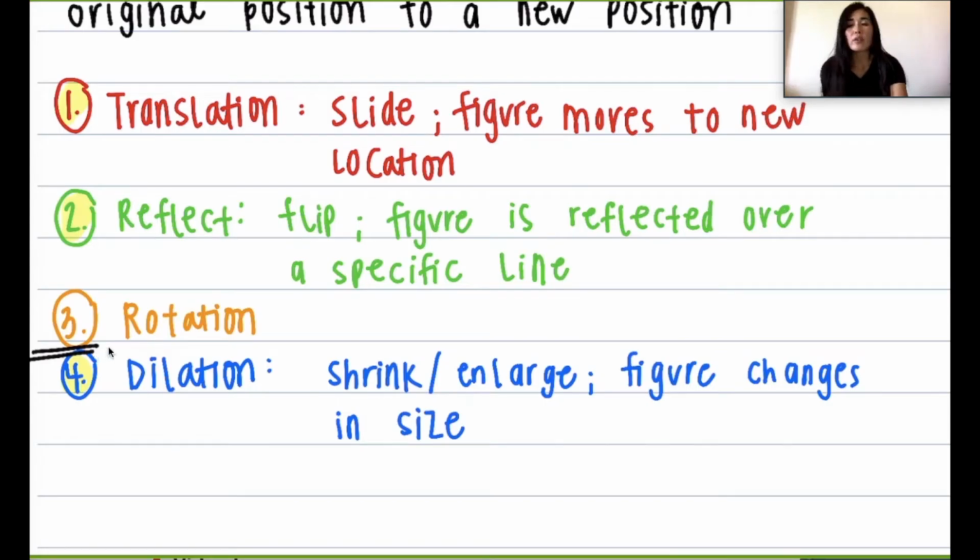Another common transformation is a rotation. A rotation is just like it says, it's when your object moves around a specific point. We're not going to get into too much detail with this, but it is one of our main transformations.